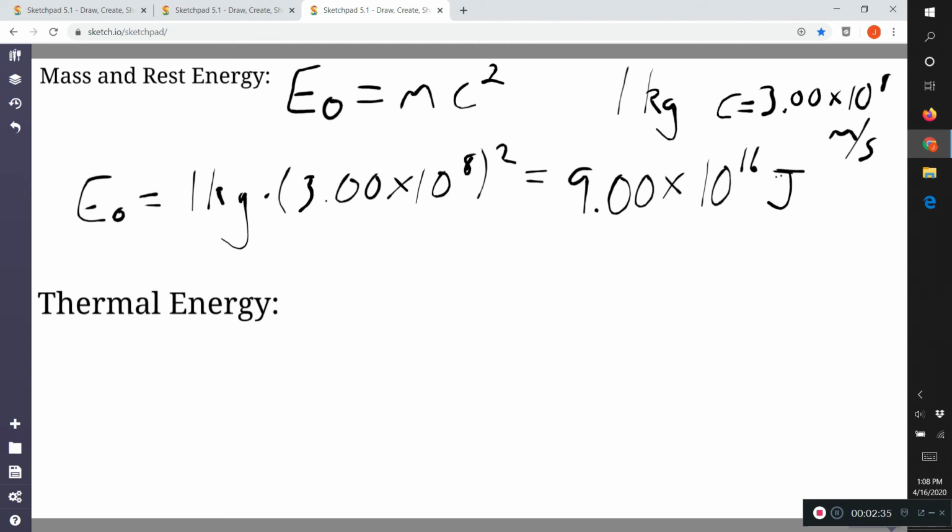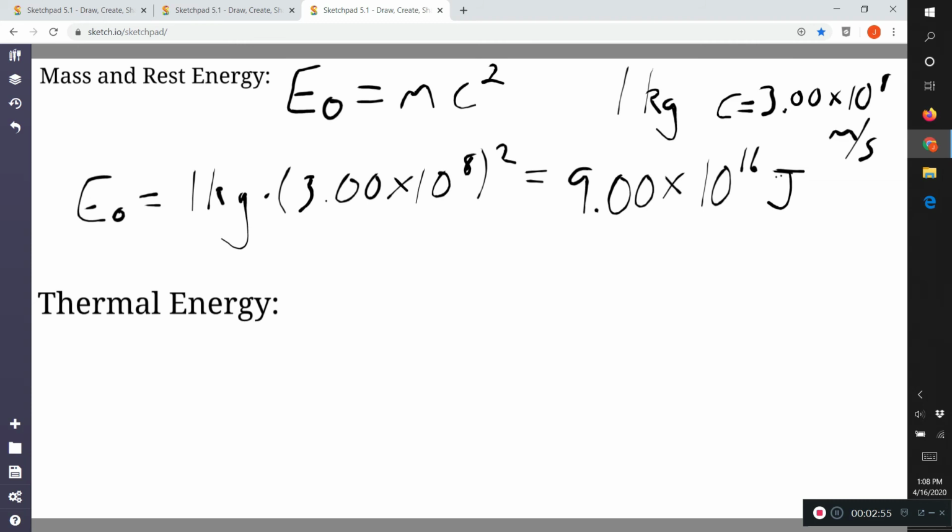That means that every small piece of matter has a massive amount of energy, and that's called its mass energy or its rest energy. And that was kind of a crucial part to Einstein's theory of relativity and the relationship between mass and energy.